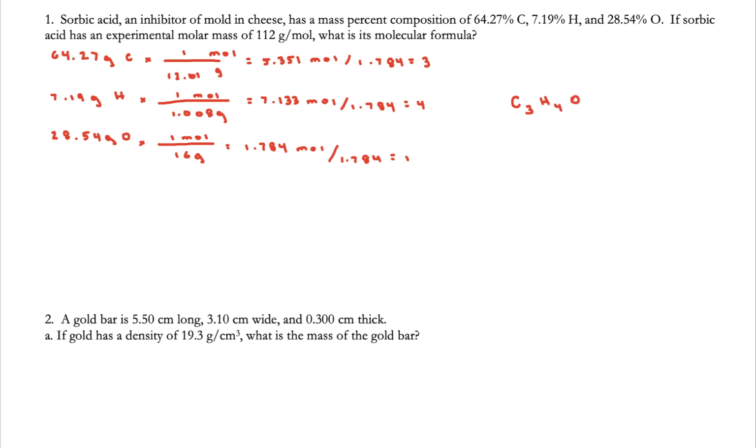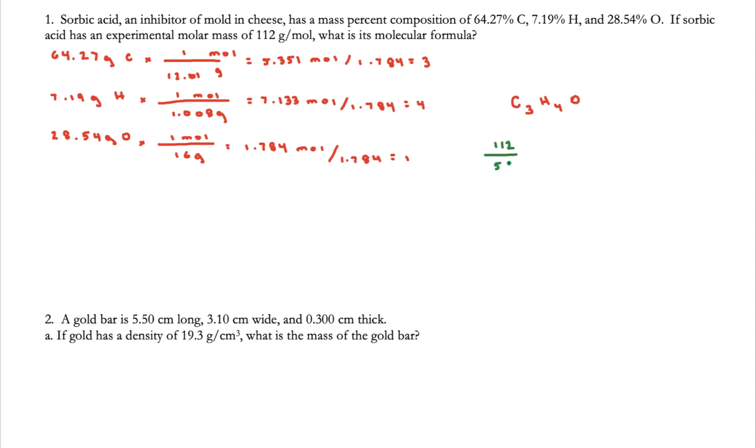The question, though, is asking you to determine the molecular formula. So remember, to determine molecular formula, you need to take the molar mass of the substance, which is given to you here. It's 112. And you're going to divide it by the total molar mass of your empirical formula. So I need to find the molar mass of my empirical formula. So I'm going to take 12.01, multiply that by 3, add to that 4 times my molar mass of hydrogen, which is 1.008, and then add to that the molar mass of oxygen, which is 16. So here I get about 56.